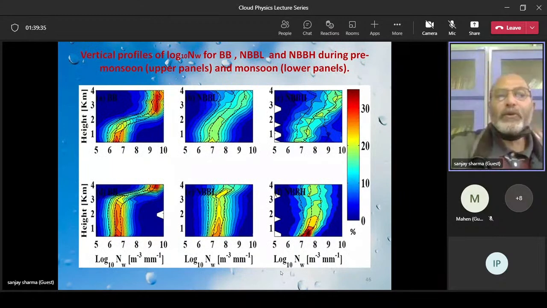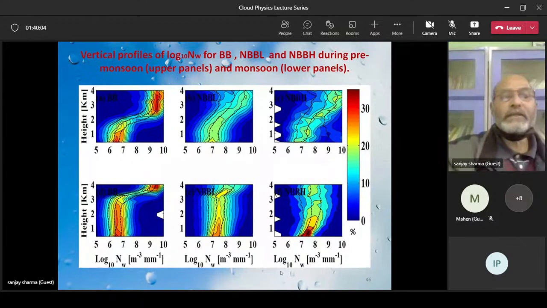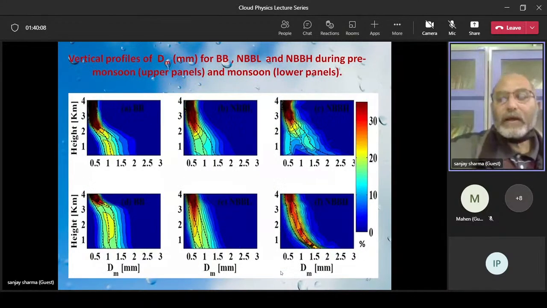This is of course NW. So here we can see the number density in the lower channels. As drops are coming down, number of drops in the lower drops are reducing very significantly in the convective system in both pre-monsoon and monsoon. And during bright band, that decrease is insignificant or marginally less. This is for DM. We can see here that especially for convective rain, as rainfall is coming down, drop size is increasing. And in bright band and no bright band, that size increase is not as significant compared to the convective in both the seasons.